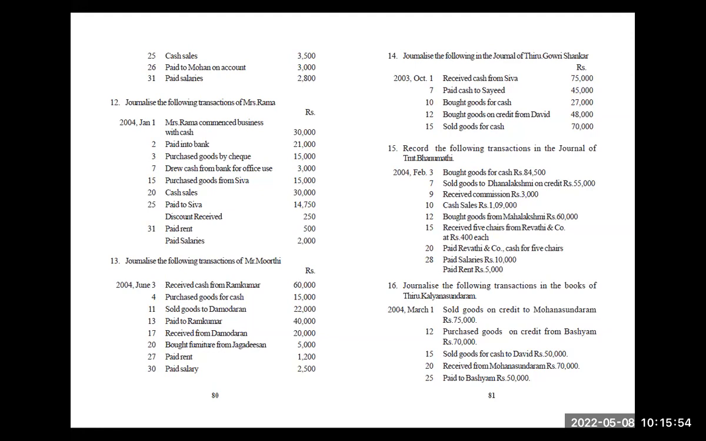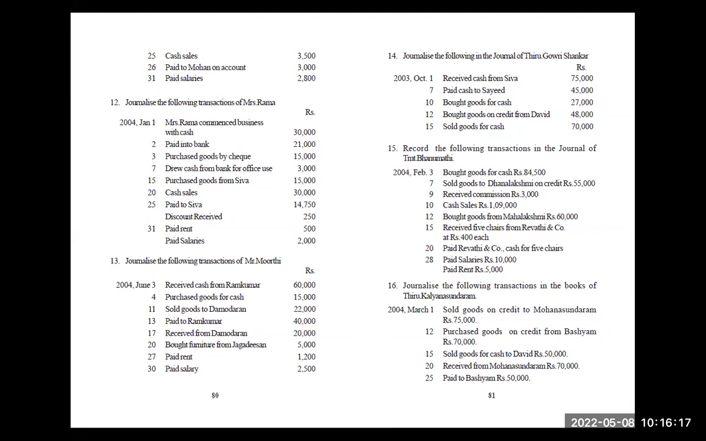Now I will debit. Why am I debiting? They have to give me money, so I have to remember their name. So Dhanalakshmi is to be remembered. Dhanalakshmi account debit to sales account, being goods sold to Dhanalakshmi on credit for rupees 55,000.